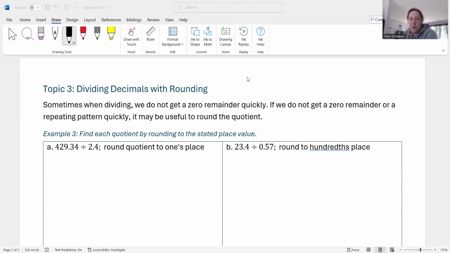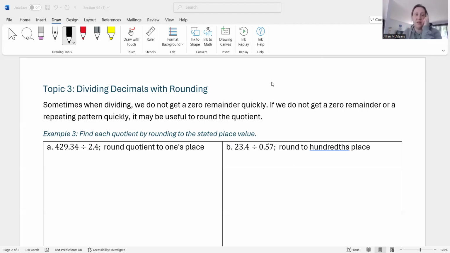Sometimes when dividing, we do not get a zero remainder quickly. If we do not get a zero remainder or a repeating pattern quickly, it may be useful to round the quotient. So here's the deal. If the directions tell you to round to the nearest tenth, you want to divide out one extra place value, because the tenth would be our rounding digit, but we need a digit to the right that tells us to round up or down. If I tell you to round to the nearest hundredth, you need to divide out to the thousandths place so that you have a rounding digit and also a digit to the right that tells you to round up or down. So whatever the place value is, divide out one extra digit.